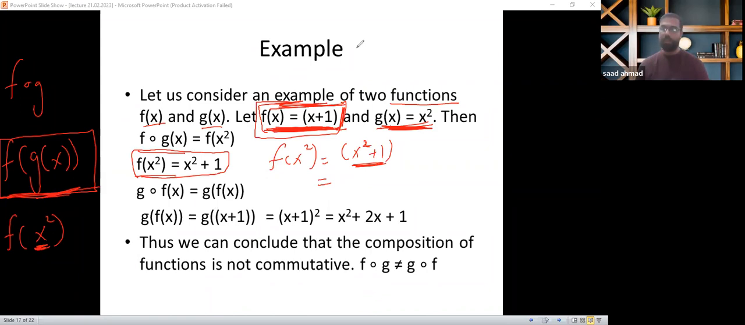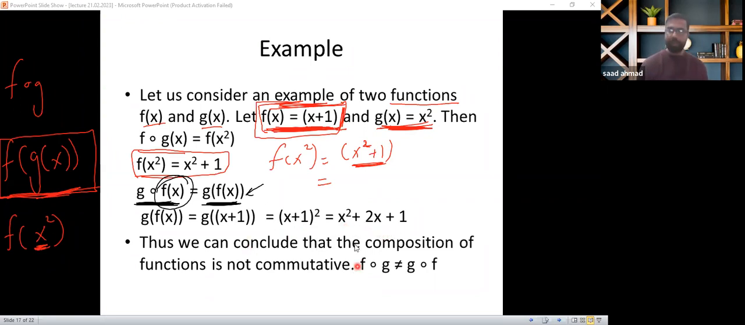Now the next one is g of f of x. Now we are first feeding the x to the function f, we get its output, and then we feed it to g, like this, g of f of x. So g of f of x is equal to, what is the f of x? You put that here, x plus 1. And then you use the function g, which is x squared, so it will be x plus 1 squared, which becomes x squared plus 2x plus 1.